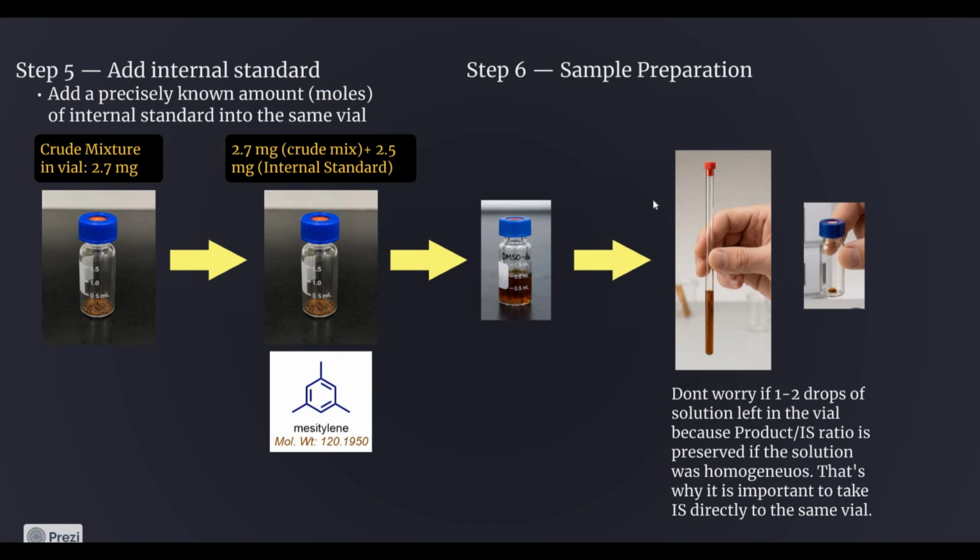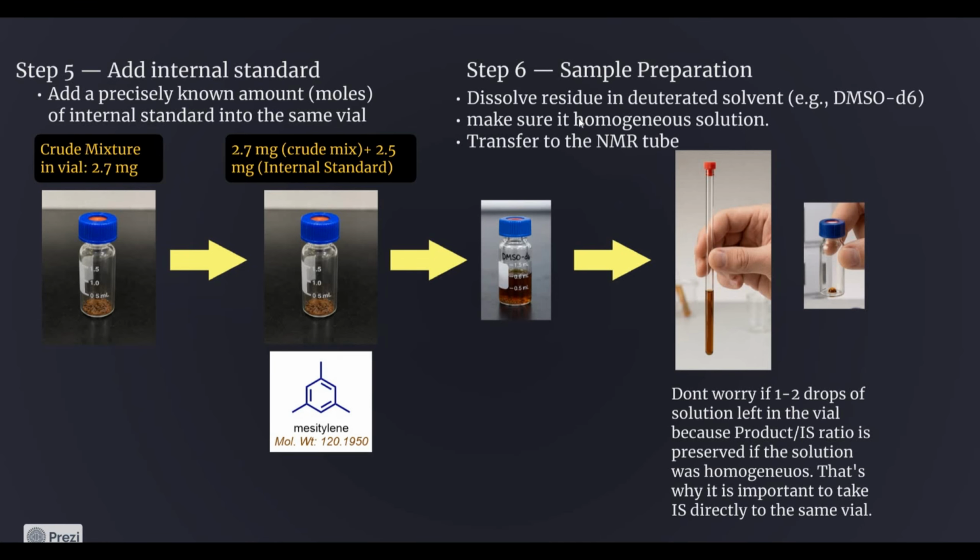Then you have to prepare the sample. For preparing the sample, dissolve the residue in deuterated solvent. It could be DMSO. If you see in this picture, this is not a homogeneous solution, so you have to make it homogeneous. After making the homogeneous solution, you can assume that the internal standard and the crude reaction mixture are completely solubilized. After that, you can transfer into the NMR tube.